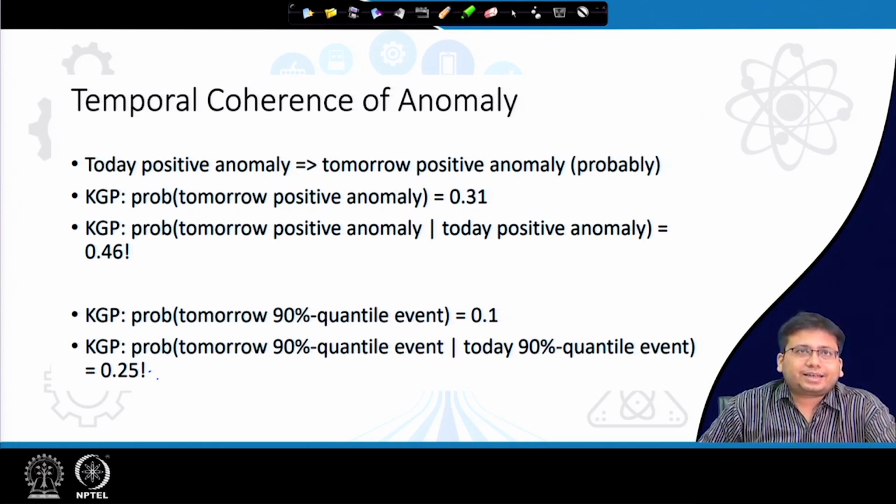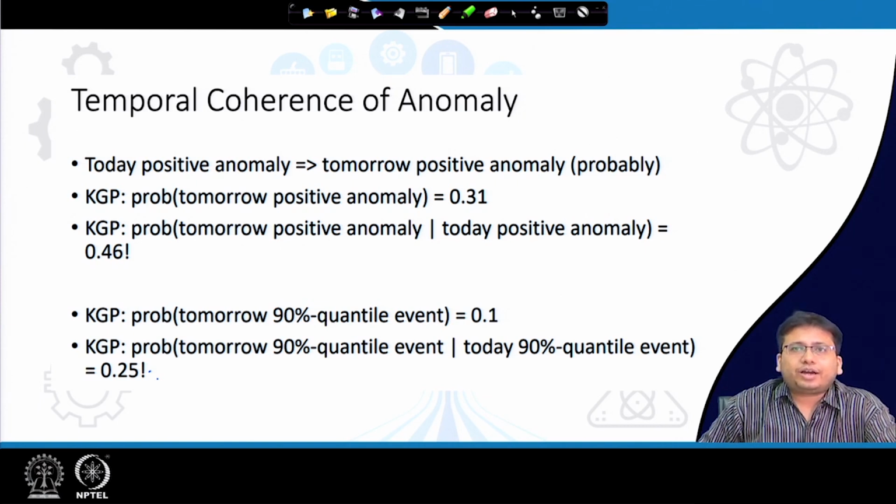Let us calculate the probability that tomorrow there will be a positive rainfall anomaly, that means more than 9.13 millimeters of rainfall. The probability of that is of course 0.31. We have seen that in the data there are 573 positive anomaly days, which is 573 out of 1830, or 0.31. So there is a 31% chance that tomorrow there will be a positive anomaly.